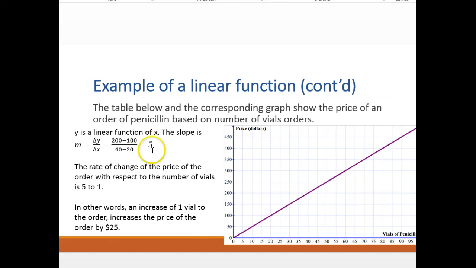And what does this 5 mean? Well, this is 5 what? Our slope was the change in y, and the y was measured in price, over the change in x, which was measured in vials of penicillin. So it's really understood to be 5 to 1. In other words, an increase of 1 vial in the order increases the price of the order by $5. So we increase $5 for every 1 vial.